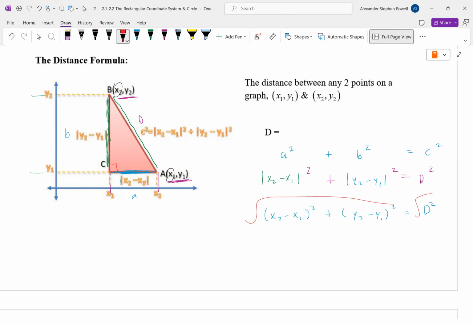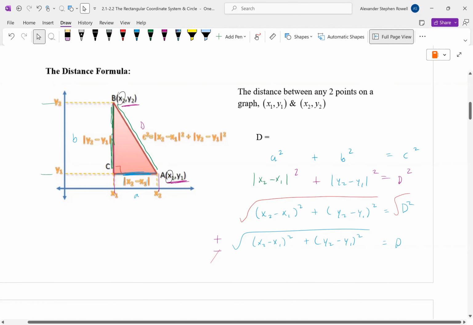If I take the square root of a perfect square, what kind of weird magic happens? I should get two solutions, right? I should get plus or minus. But because we're talking about a distance, we're saying a positive number only. I'm going to throw out the negative answer, and I only want the positive root. We're going to memorize this formula so we can apply it more quickly.